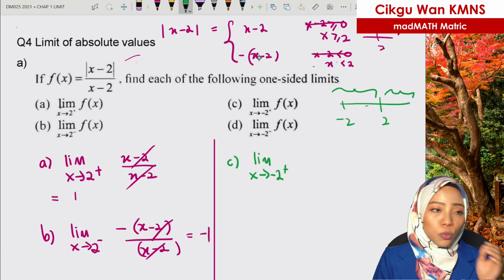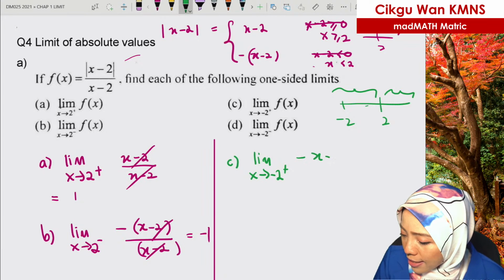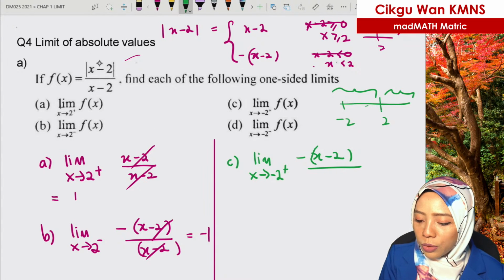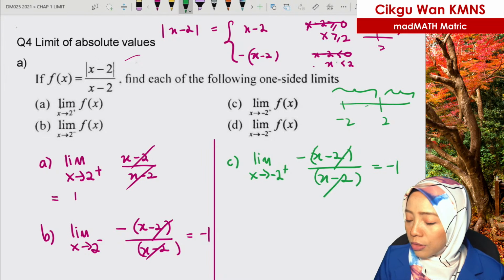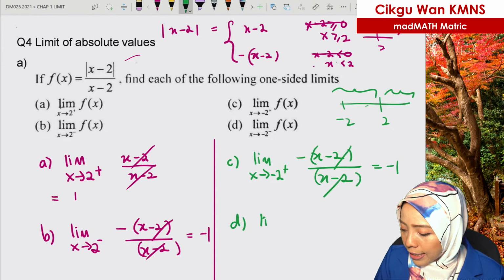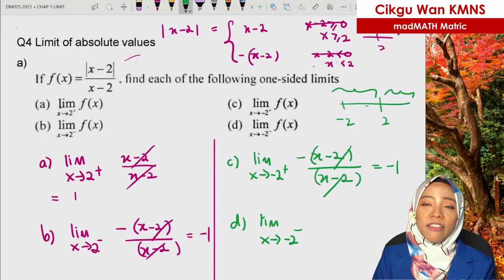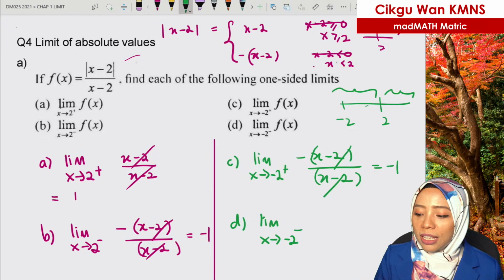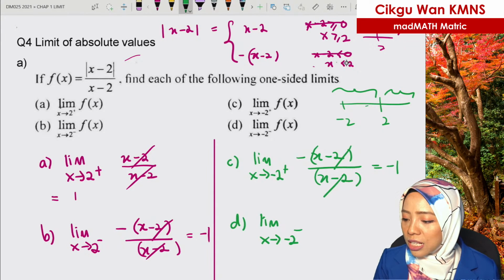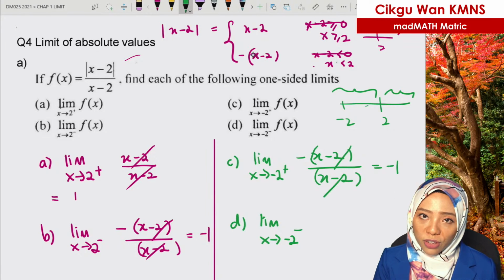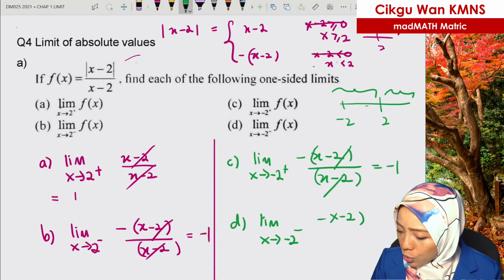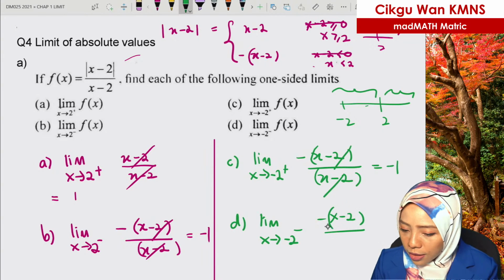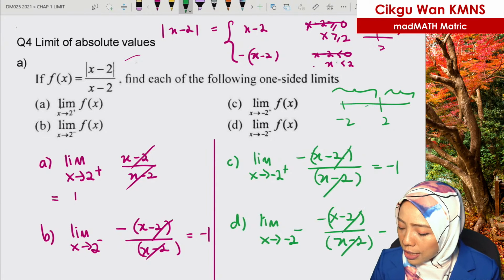So, the function we are taking now is negative (x minus 2) over, okay, this one we done the top part here. Now the bottom part, x minus 2. So, cancel out again, we give you negative 1. And then D, limit x approaching negative 2 from the left. So, sebenarnya sebabkan dia nak negative 2, tak kisahlah from the left or from the right, because the function here is when x is less than 2, semua kena ambil function ini. Because negative 2 is always less than 2 kan? Okay, so you will always take this function. Okay, x minus 2 over, as stated in the question, x minus 2. Okay, cancel out, dapat negative 1.